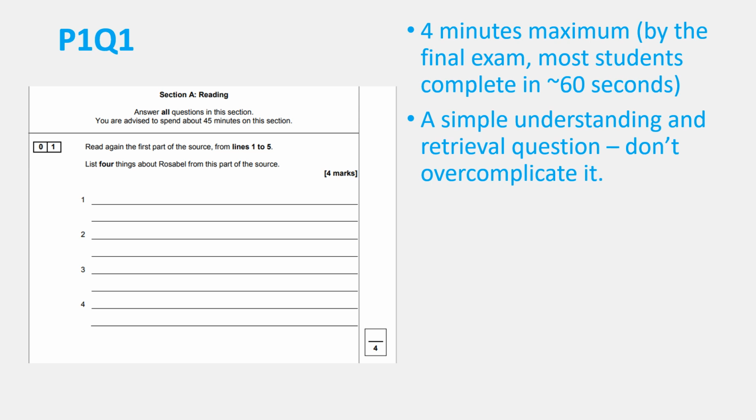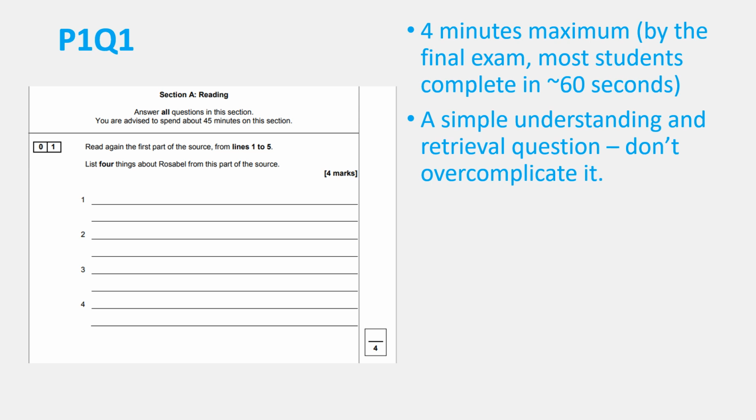To waste too much time on it means you are going to sacrifice marks later on in the paper, most probably in question 4 and question 5. 3 minutes wasted in question 1 might mean 5 marks that you drop in question 5. So really try and get your head around the fact that this is a simple question. It's about retrieval. Can I find some things in a text that answer a question, and can I quickly bring them across from the text?